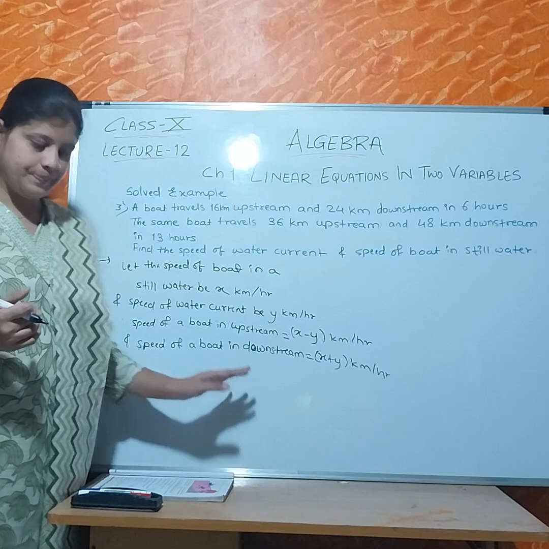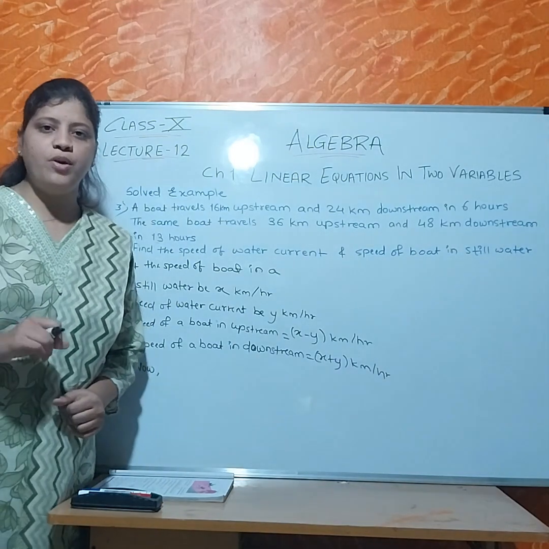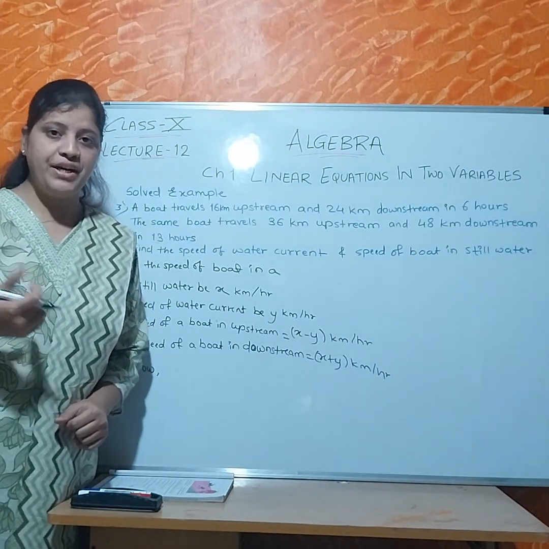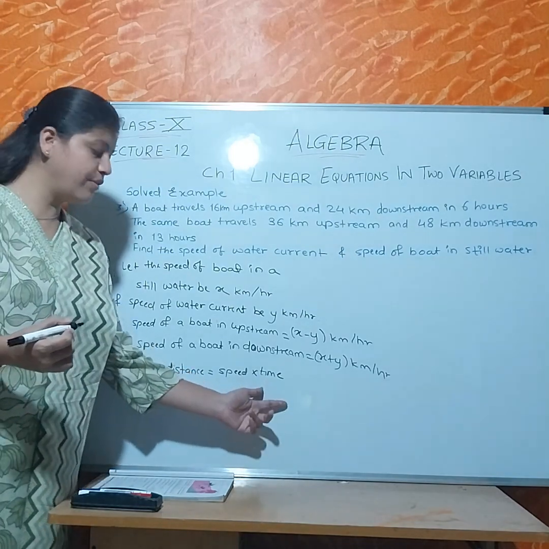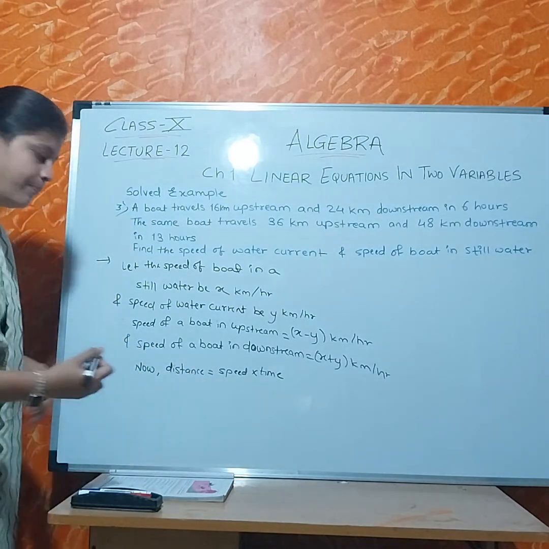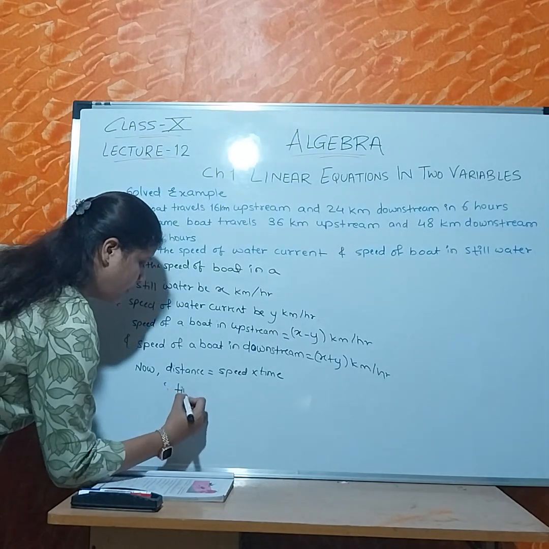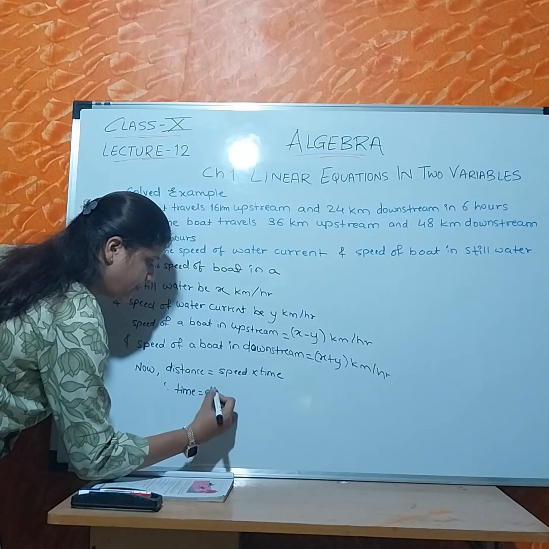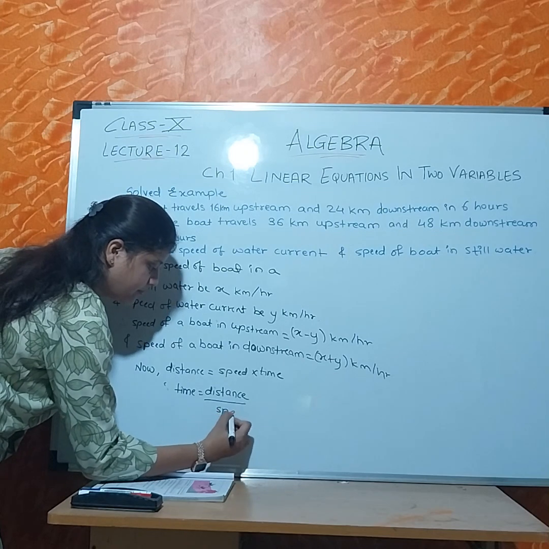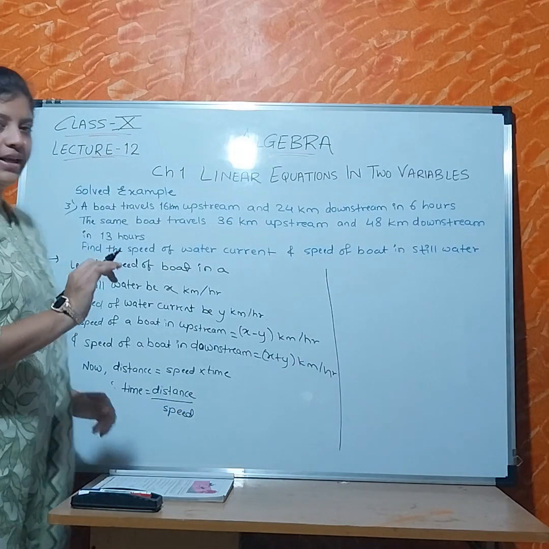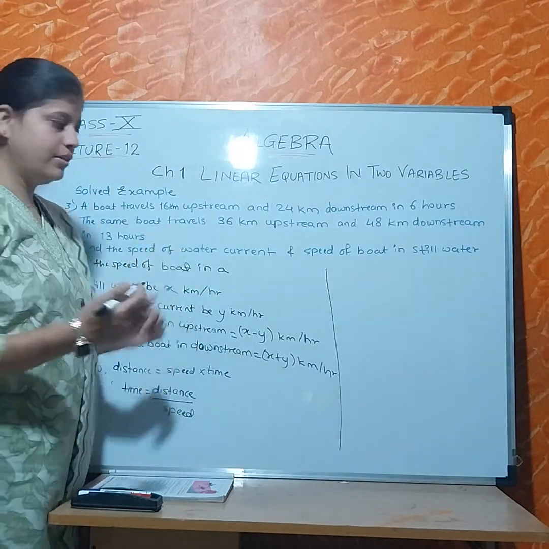Understood up to this? Okay, now we know the formula: distance is equal to speed into time. So time is equal to distance upon speed. Therefore, time is equal to distance upon speed. Okay, now we will go with the first condition.